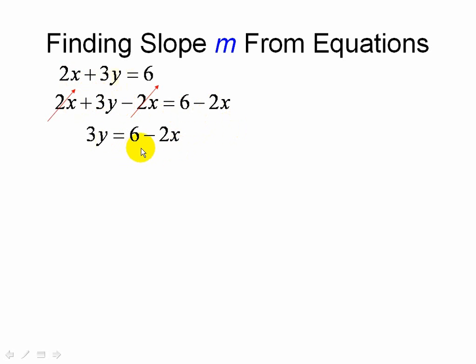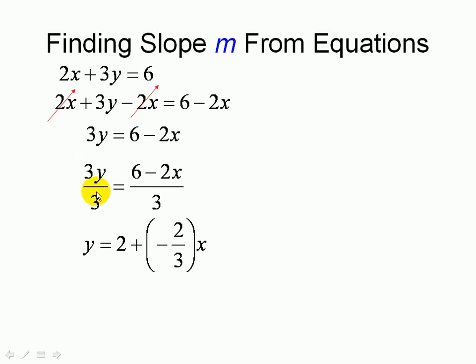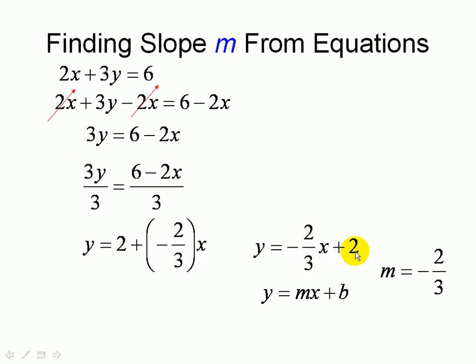Dividing 3 on both sides of this equation yields the following. 3 divided by 3 cancels out, and we have 6 divided by 3 is 2, and negative 2 divided by 3 is negative 2/3 x. Putting it in the slope-intercept form shown here, we have a slope of negative 2/3 and a y-intercept b of 2. Alright, so here this b is known as the y-intercept because when you substitute x equals 0, then it intercepts the y-axis at b, and in this case it's 2.